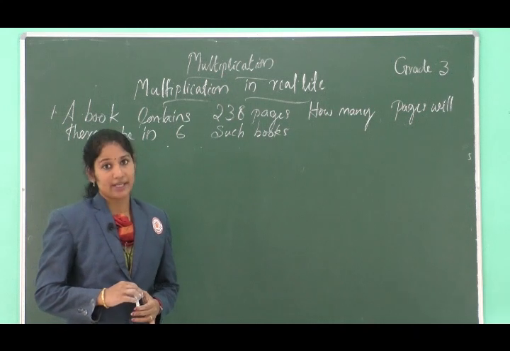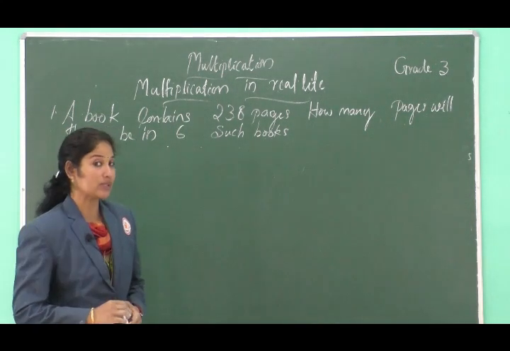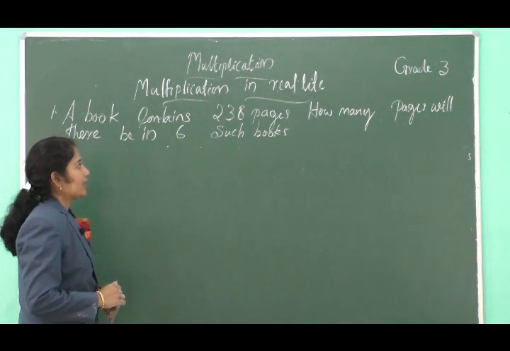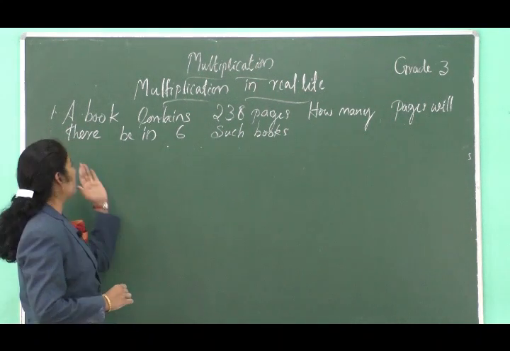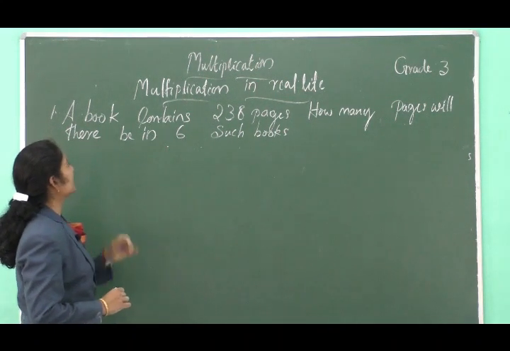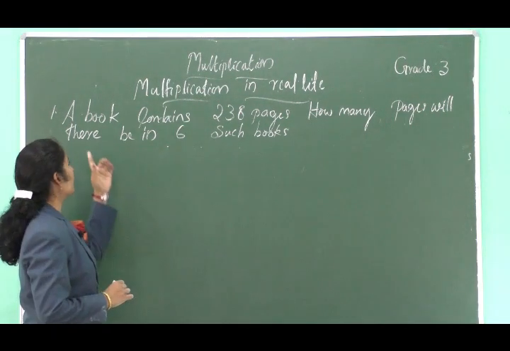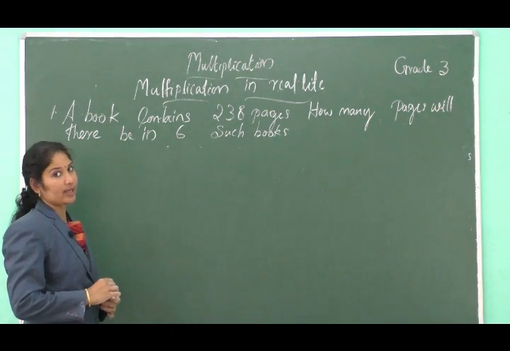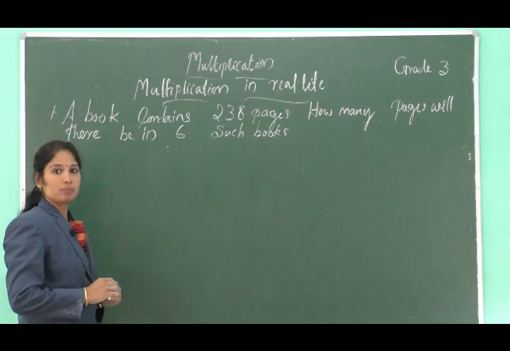Children, our next topic is multiplication in real life. We'll illustrate this with the help of an example. A book contains 238 pages. How many pages will there be in 6 such books? In one book, how many pages? Yes, 238. So we have to find out 6 books pages.